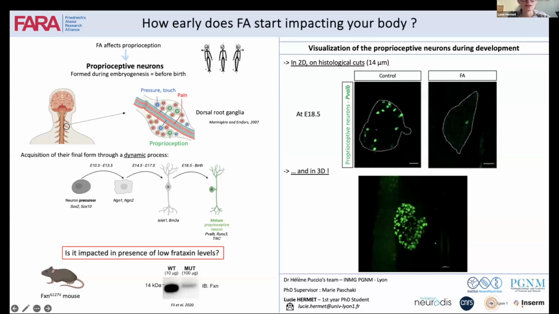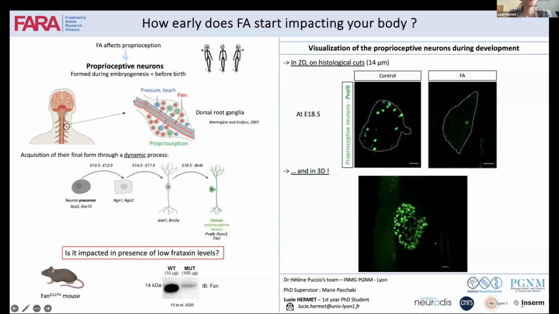One of the main features of FA is the loss of proprioception. Proprioception is the ability of your body to sense its position in space. And proprioception is controlled by the proprioceptive neurons, which are a specific type of cells. These proprioceptive neurons are formed during embryogenesis, so before birth. And where are they located? They are located in specific structures that are positioned all along the spine in pairs, between both sides of the spinal cord. Within these structures, called dorsal root ganglia, also DRG, there are three main types of sensory neurons that control either pressure and touch, or the transmission of pain, and finally proprioception, which is controlled by the proprioceptive neurons.